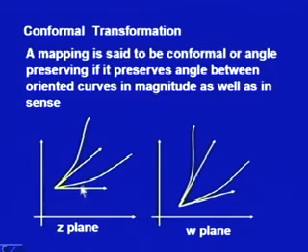So, that means if this angle is theta, this angle is also theta. They are preserved in magnitude as well as in sense. Preserved in sense means that if we measure the angle from C1 to C2, here also we will measure the angle from C1 to C2. So, if this angle is clockwise, then this will also be clockwise. That is the meaning of an angle preserving transformation, or we call it a conformal transformation.